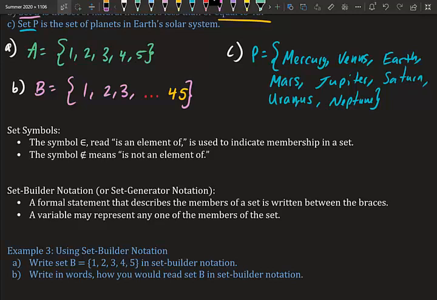Alright, set symbols. The symbol, that little E-looking thing, is said "is an element of." So if you see that little E, read it as "is an element of," and it's used to indicate membership in a set. The symbol with the little E crossed out means "not an element of." Anytime you see something canceled out, it means not, right? It's just like an equal sign: that means equal, but if you had that one with the line through it, it means not equal.